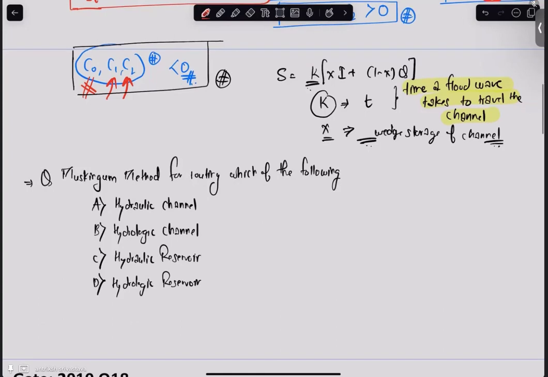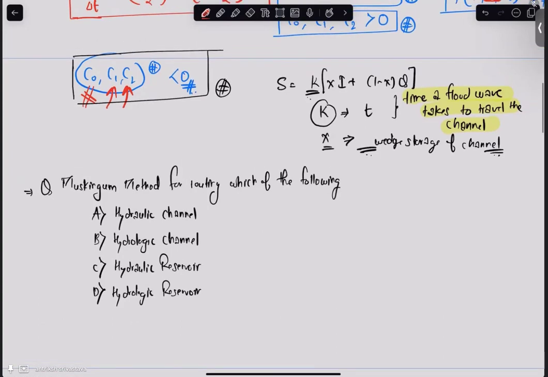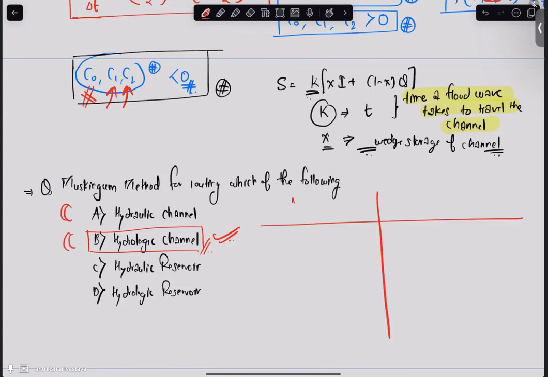Alright, so I hope you guys gave the answer as hydrologic channel because that is the correct answer. Now, what is the difference between hydraulics and hydrology? Hydrology is the field where we try to get the outflow at the catchment or at a watershed based on the rainfall, precipitation, infiltration, and accounting all these things. So that is what basically we try to do in hydrology.